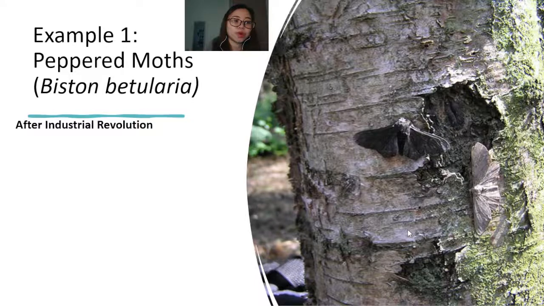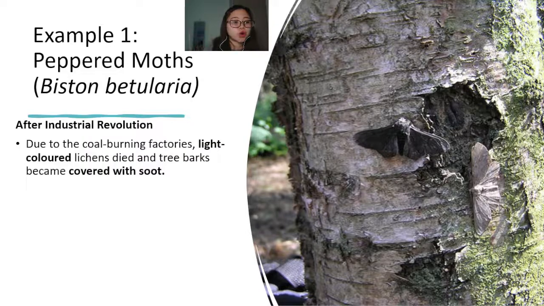Okay, so if you remember what the Industrial Revolution is, that's when people discovered that they can do a lot of things with tin and metal and they started building a lot of factories. So after the Industrial Revolution, we have a lot of factories, so we have a lot of air pollution. Due to the coal-burning factories, the light-colored lichen, if you remember what lichen is, those things growing on trees, because of the factories and the air pollution, the light-colored lichen on the trees will die.